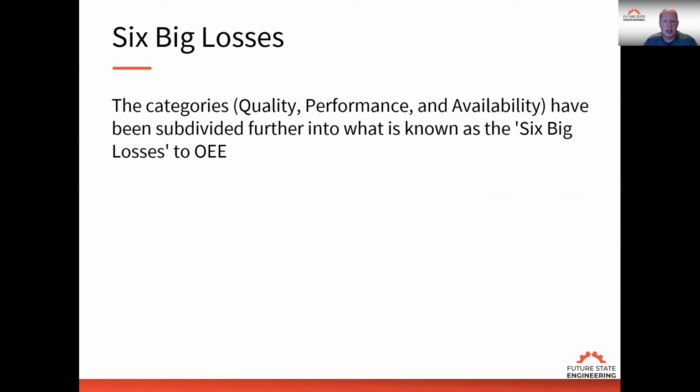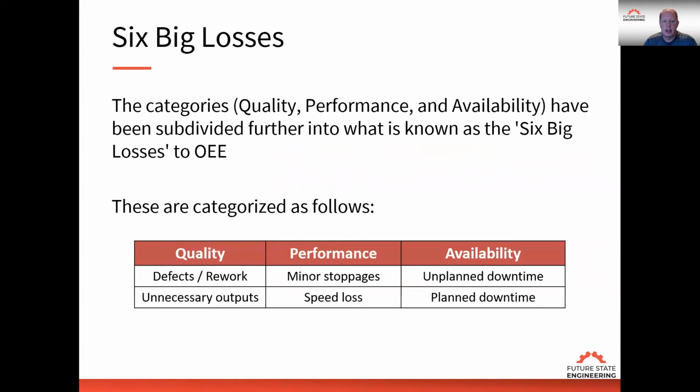We categorize the losses in terms of quality, performance, and availability, and they can be subdivided into what's known as the big six losses. There are two in each category. From a quality perspective, we want to look at defects or rework that are causing the process to deviate from normal, and unnecessary output. If we're producing things that aren't needed for the customer, stop doing those things.